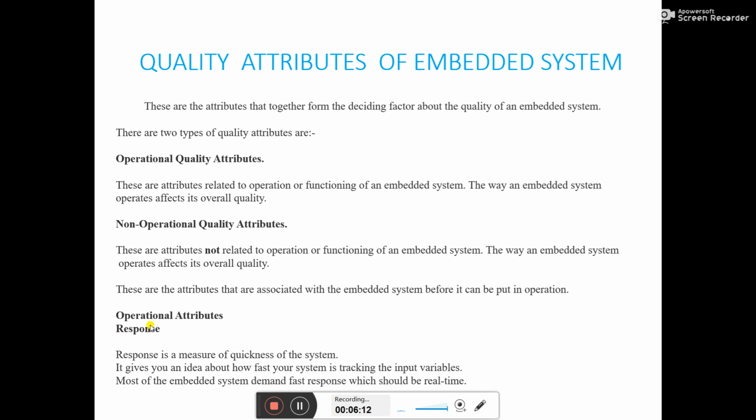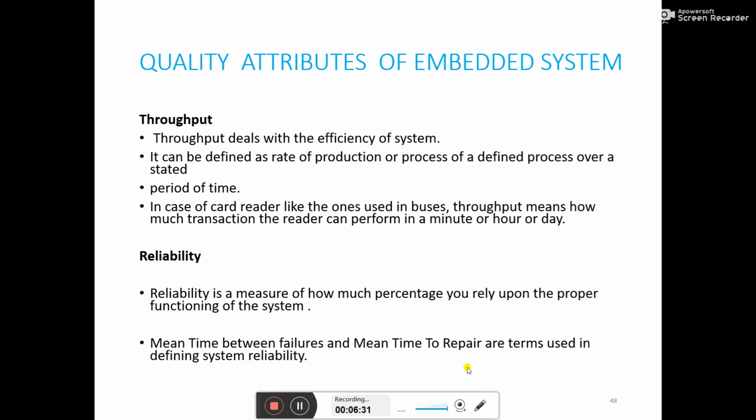Okay, so operational attributes. Response is a measure of the quickness of the system. It gives you an idea about how fast your system is tracking the input variables. Most embedded systems demand a fast response, which should be real time.